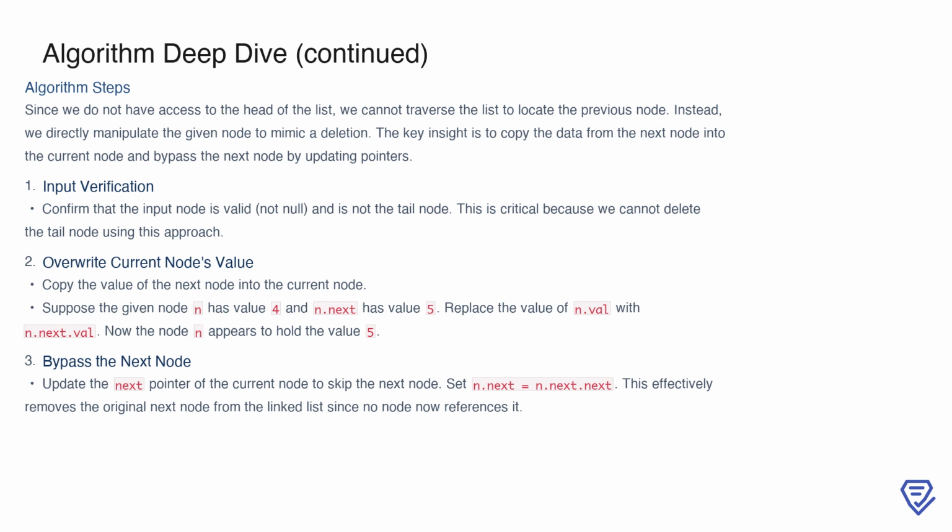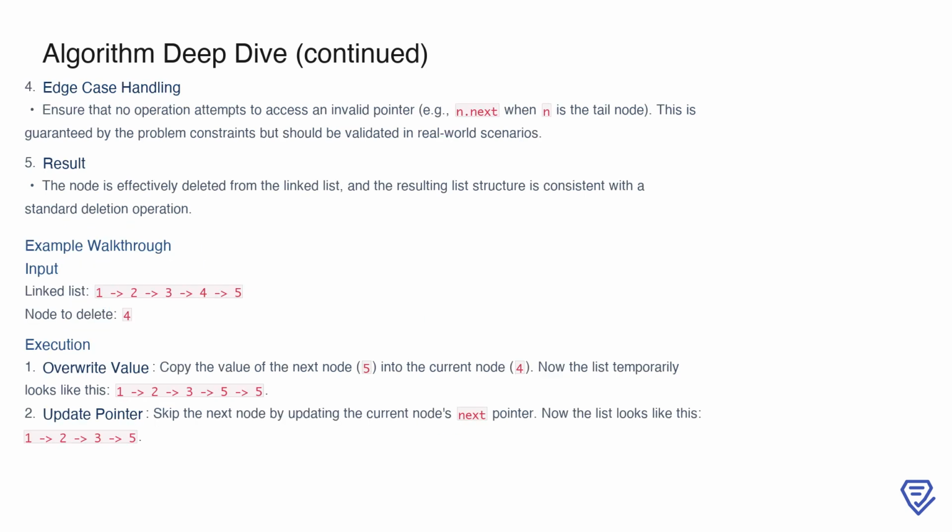The first step is to verify the input, ensuring the node is valid and not the tail. Next, we overwrite the value of the current node with the value of the next node. For example, if the node to delete has the value 4 and its next node has the value 5, we replace the value 4 with 5. Once that's done, we bypass the next node by updating the current node's next pointer to skip over it. Specifically, we set n.next to n.next.next, effectively removing the next node from the list. This manipulation creates the illusion that the given node has been deleted.